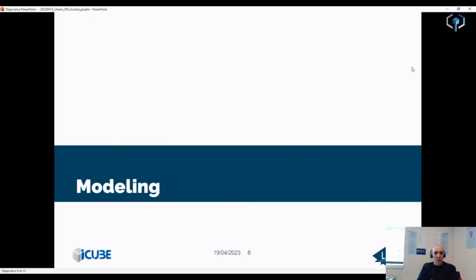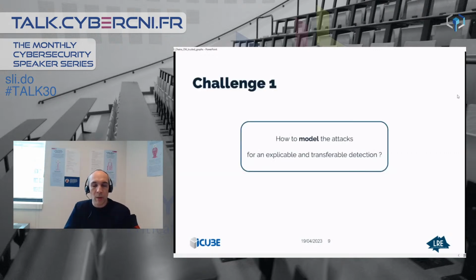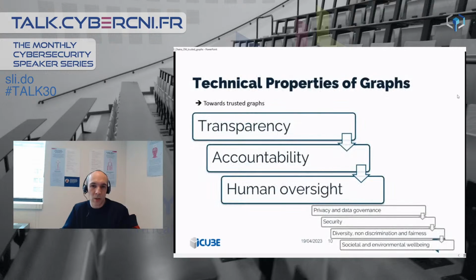The first research challenge I'm interested in: the first thing you need to do before you can learn the object is to be able to represent it, and representation in the domain of computer science is, of course, modeling our attacks, modeling the behavior. So, to remind you of the research challenge, research question one I want to address today with you is how you can model the attacks for an explainable and transferable detection process.